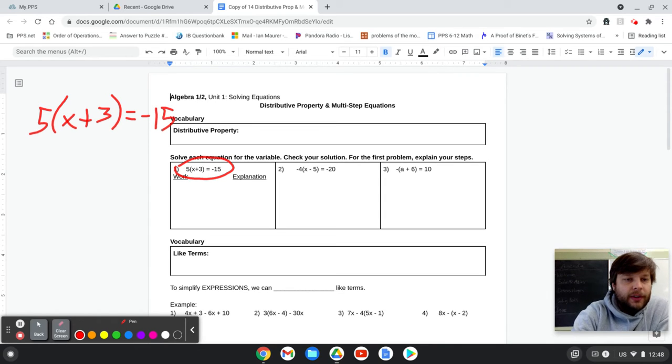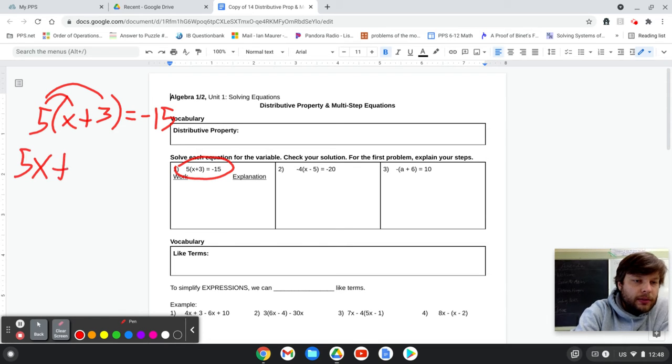One way to approach this problem is to distribute the 5 inside the parentheses. So distributing means you're multiplying. 5 times x plus 5 times 3 equals negative 15. And after doing the distributive property, you should say, oh, this is now just a two-step equation, like what we practiced earlier in this unit.